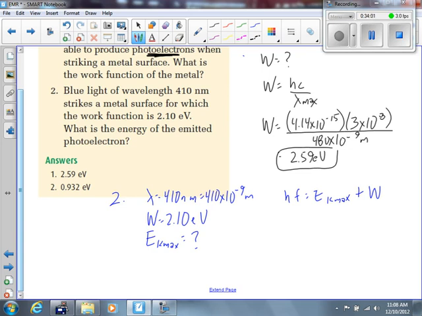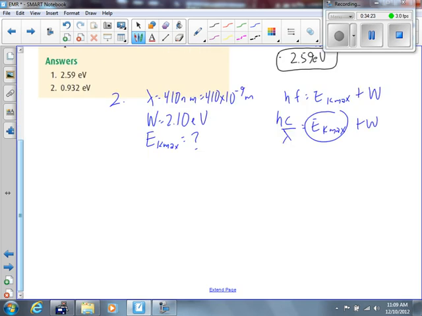Somebody asked me, can I just replace hf with hc over lambda? Of course I can. E is equal to hf, that equals hc over lambda. So let's just switch this equation to make it hc over lambda is equal to EK max plus W. Now I'm looking for EK max. Let's plug our numbers in here. Are we allowed to use 4.14 for this?